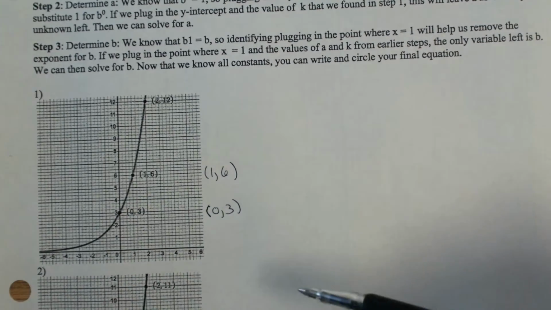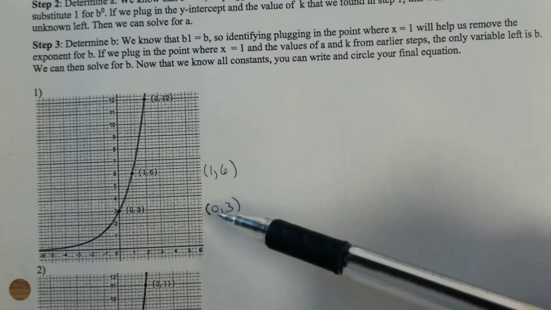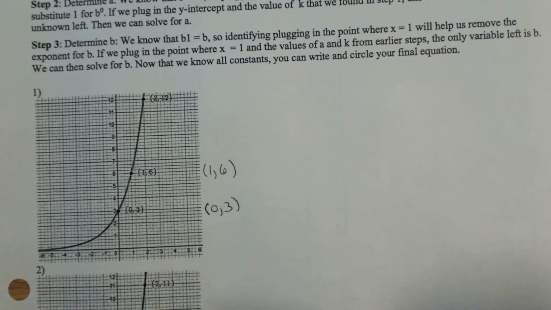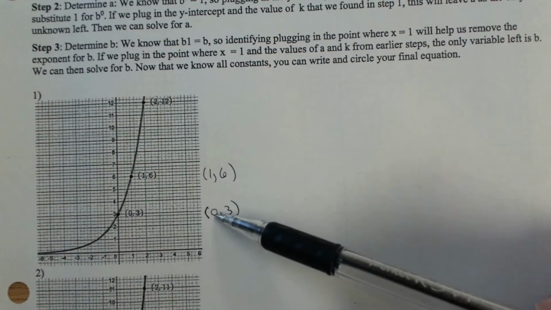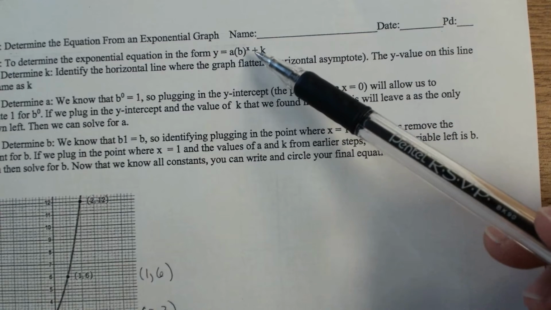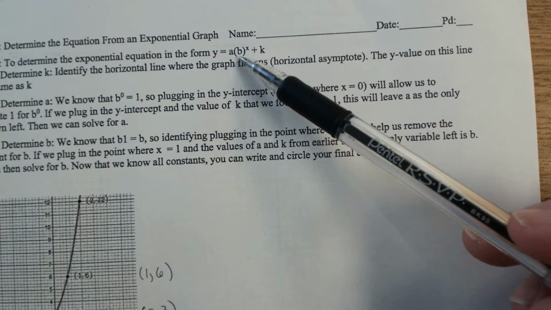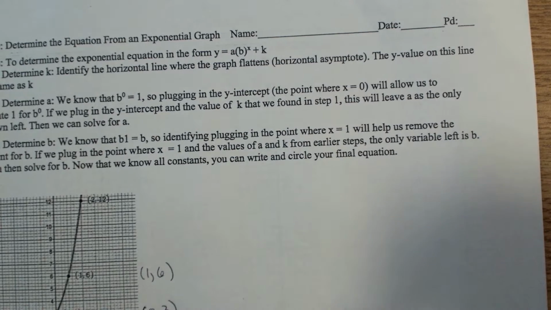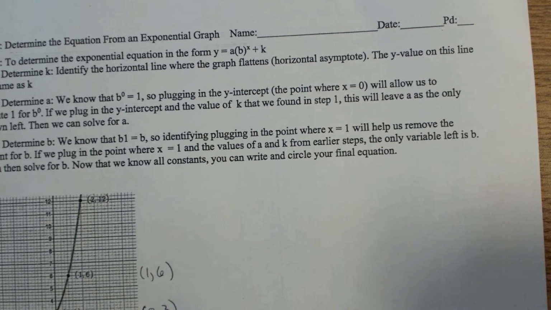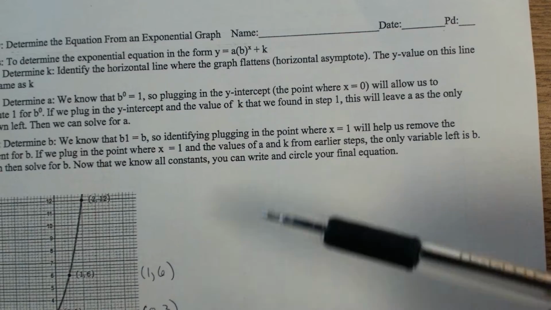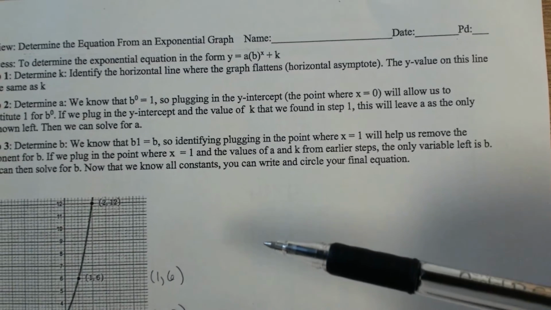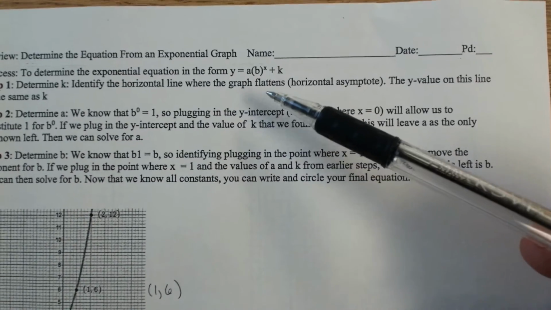In this particular first graph, I wrote the numbers here in case you couldn't see them. It's at 0, 3. So we're going to plug that point in, and when x equals 0, your exponent's going to be 0, and b to the 0 is just going to simplify to be 1. And with that, we'll be able to simplify the equation a lot further. That will end up, you'll see in a minute, giving us the value of a in our equation.